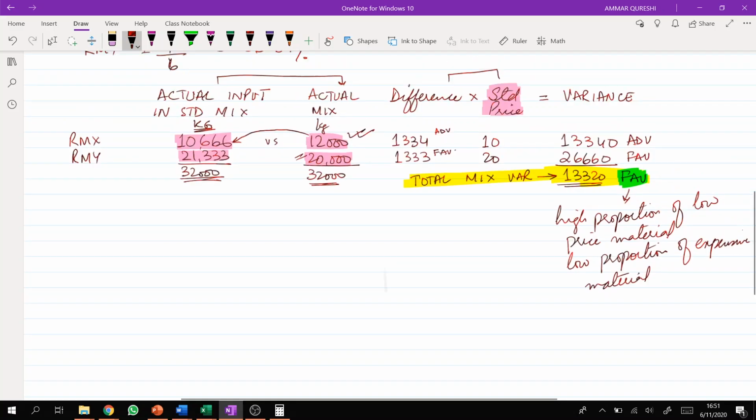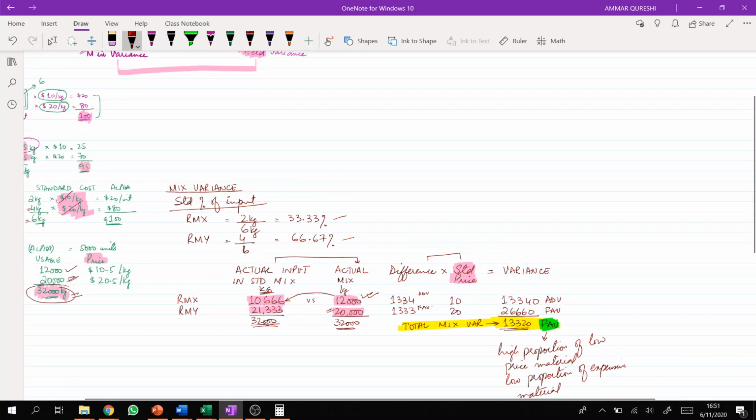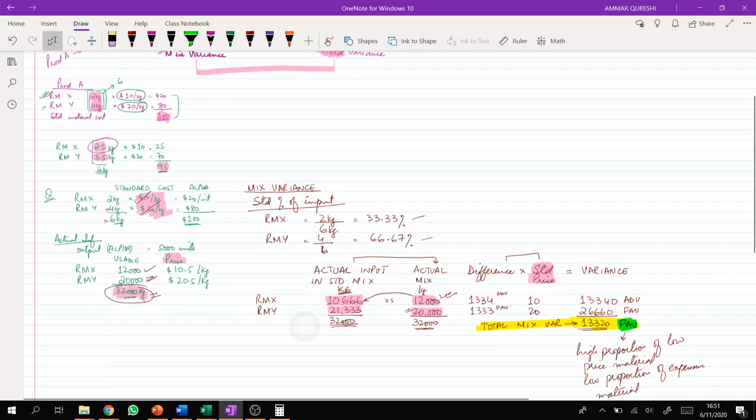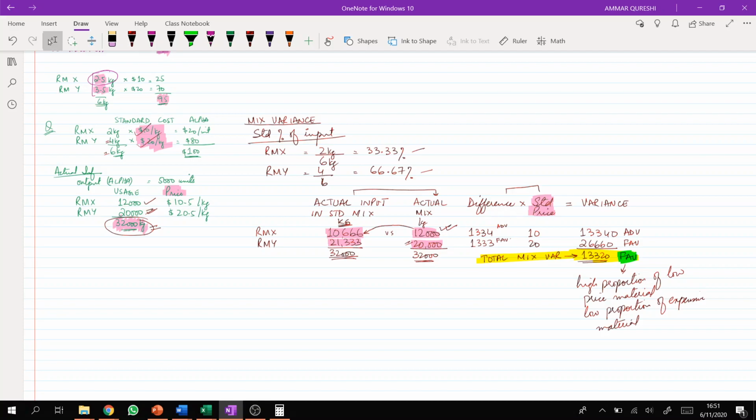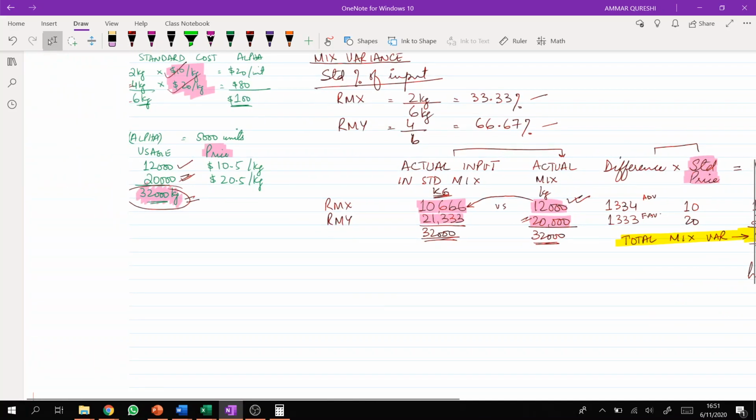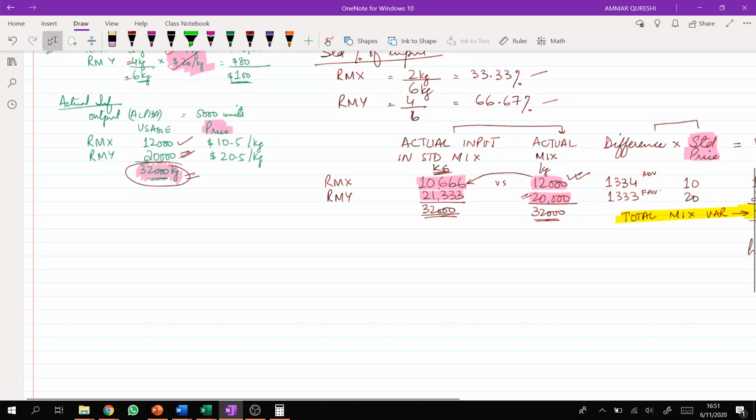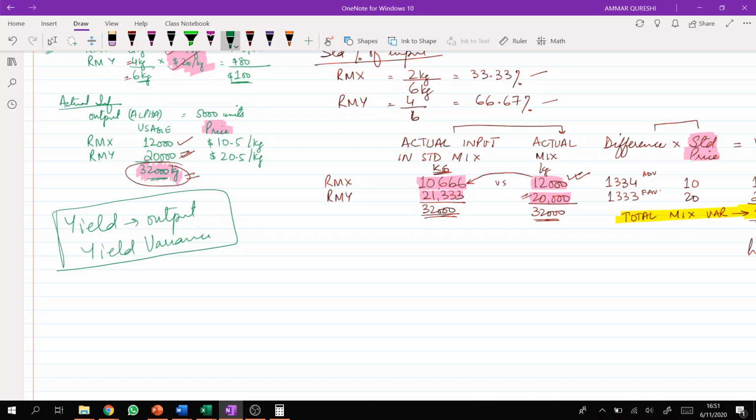Now, what is yield variance? How will we calculate yield variance? See, yield actually represents the output. If you ask anyone what the concept of yield is, yield actually represents the output. So now we are going to calculate the yield variance. It's a very simple variance.